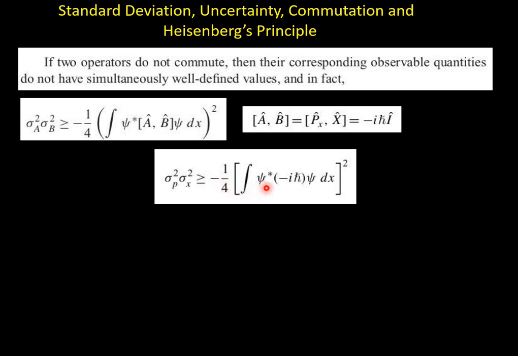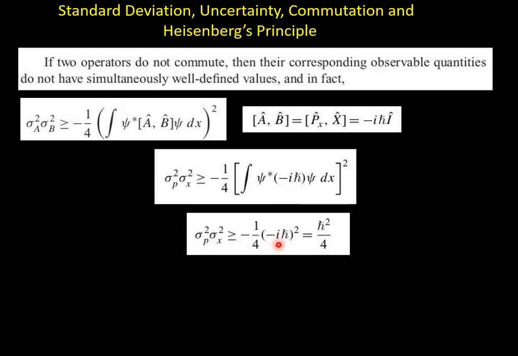Psi star minus iħ psi, and then whole square. So minus iħ, it will come out to give you minus iħ square, and psi star psi remains. Psi star psi remains means that is the normalization condition, as you know, that gives you 1. So the final result is minus i square, which is minus 1, and minus minus plus, so ħ square by 4. So sigma P square sigma X square gives you ħ square by 4. If you take the square root, then it is actually ħ by 2.